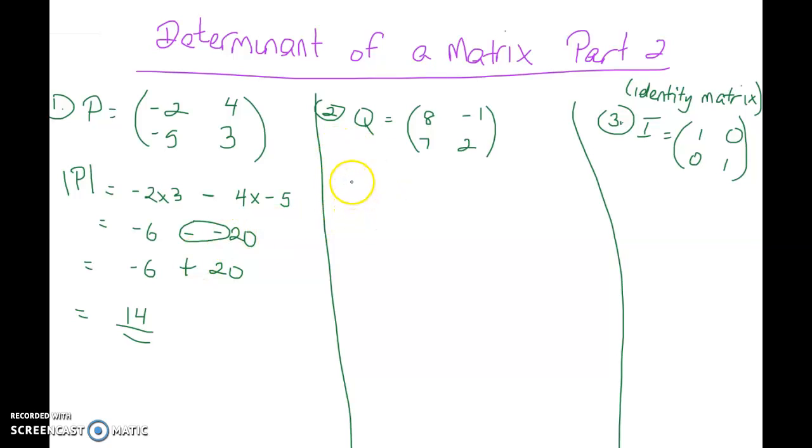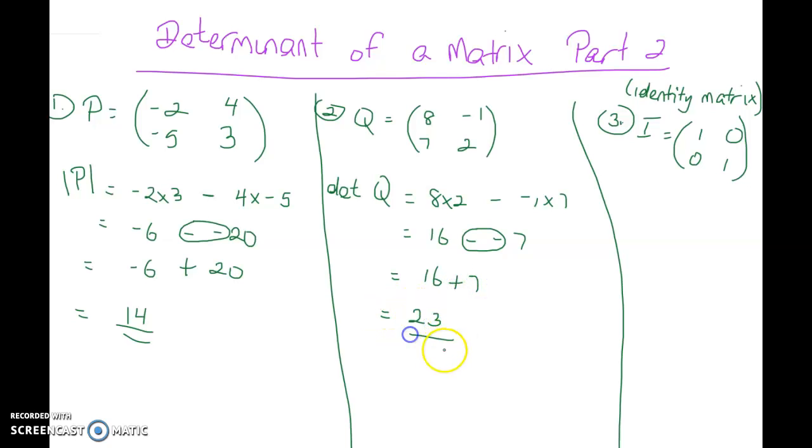Now let's go on to number 2. So let's write it as DET Q. Same procedure. Product of the first diagonal. The first diagonal has 8 and 2, so 8 times 2. Take away the product of the second diagonal, so that will be -1 times 7. So 8 times 2 is 16, which you take away. -1 times 7 is -7. Again, two negatives when they come together is a positive. So you get 16 plus 7, which is 23.